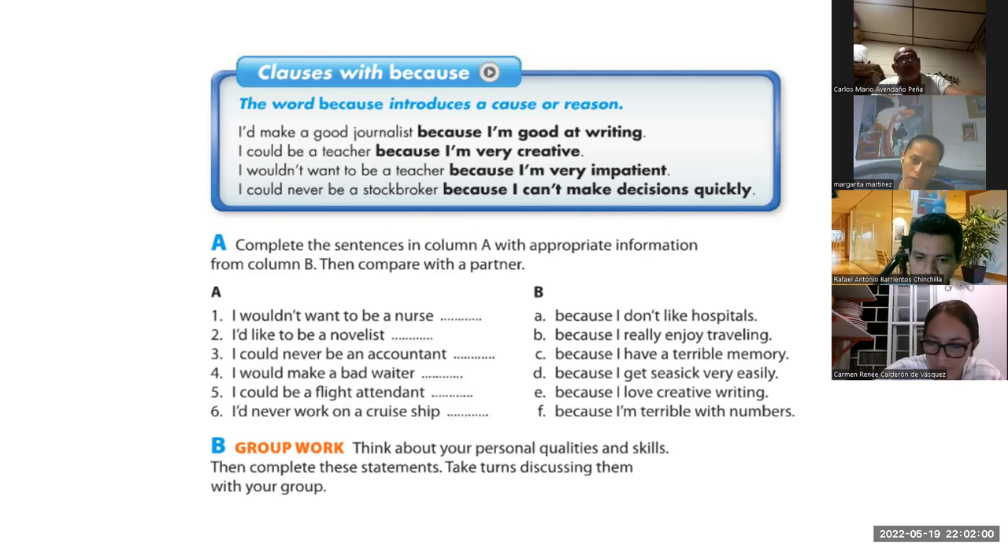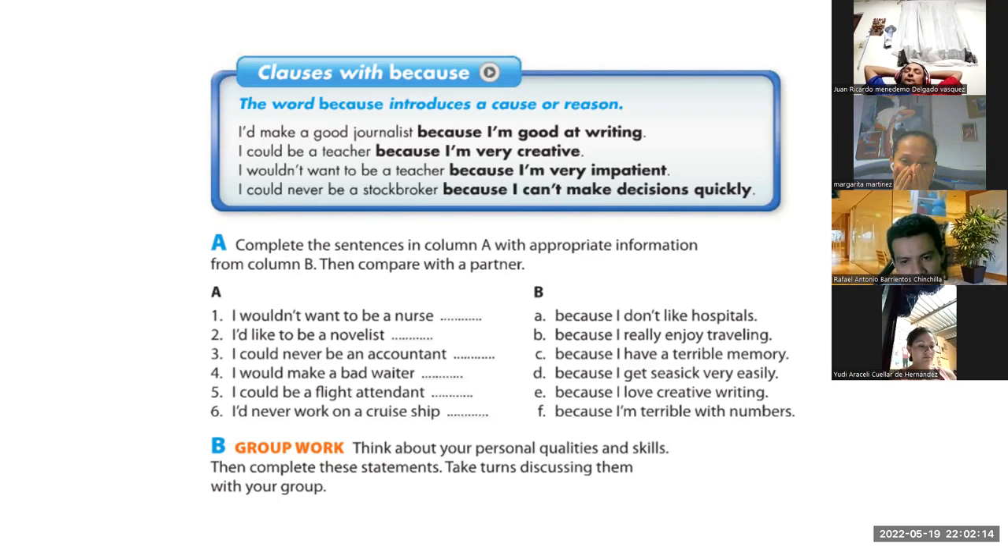Carmen Rene, go ahead. I would want to be a nurse because I don't like the hospitals. I don't like to be a novelist because I don't have that much creativity. I could be an accountant because I like the numbers. I would make a bad waiter because I don't have much balance. Oh, no sé si es equilibrio, balance o cómo. Yeah, that's okay. Excellent.